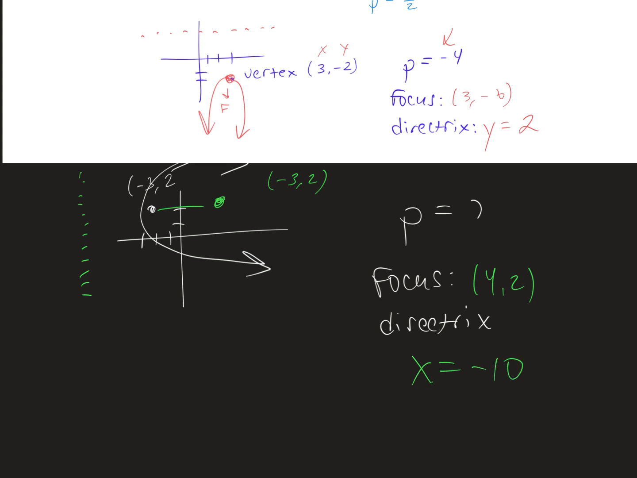It all depends. You have to draw the picture and think to yourself, okay, the p-value is the distance away from the vertex to the focus and to the directrix, just in different directions. If you're moving to the right or moving up, you're adding. If you're moving to the left or down, you're subtracting. But think about that. That's how the coordinate plane works. Left and down are negative numbers. Right and up are positive numbers.